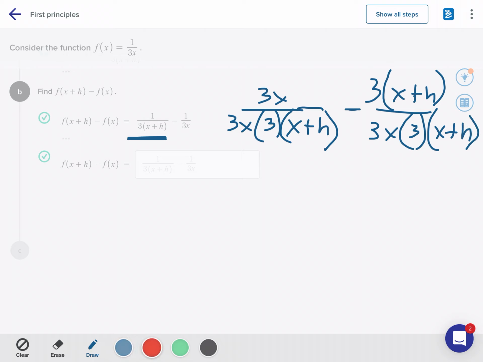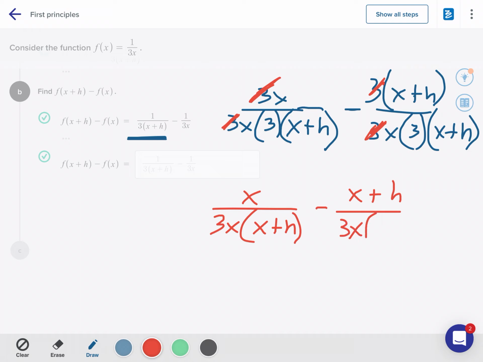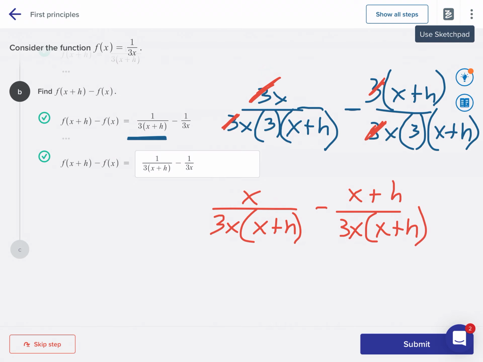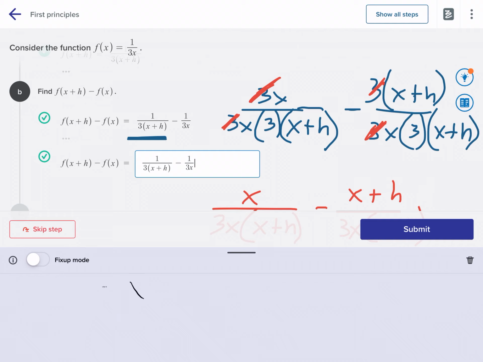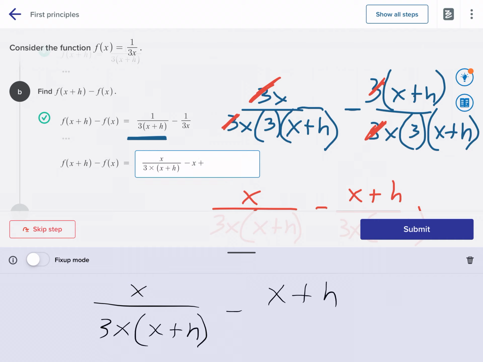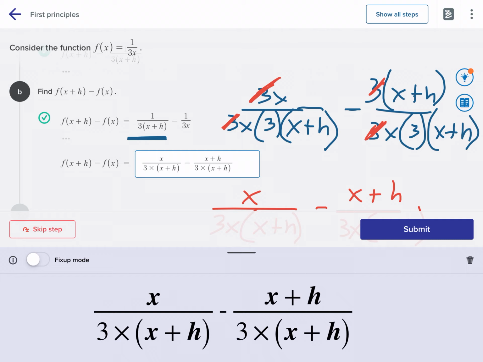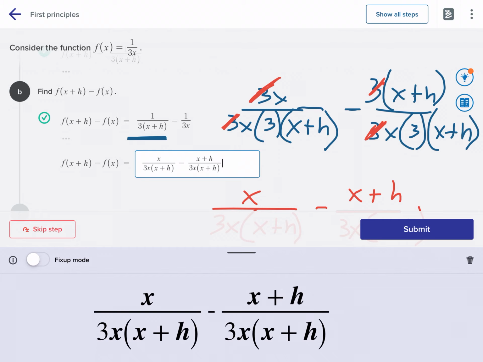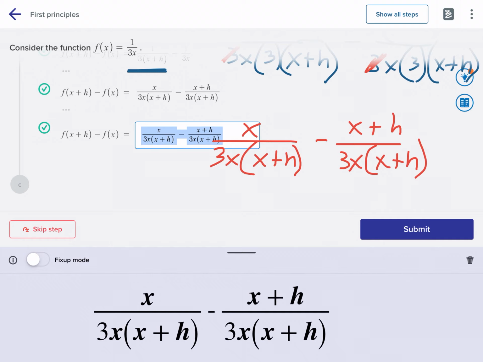Now I actually didn't multiply by the least common denominator because there's a 3 in everything there. So let's see if we can write something like x over 3x times x plus h minus x plus h over 3x times x plus h. All right. Still not finished, so let's just keep working.